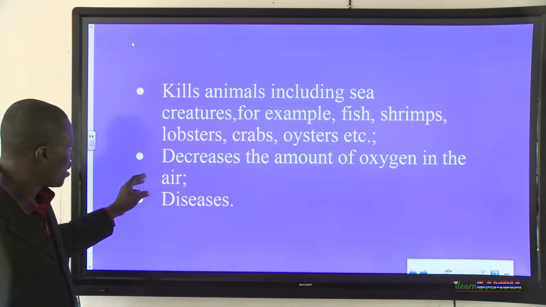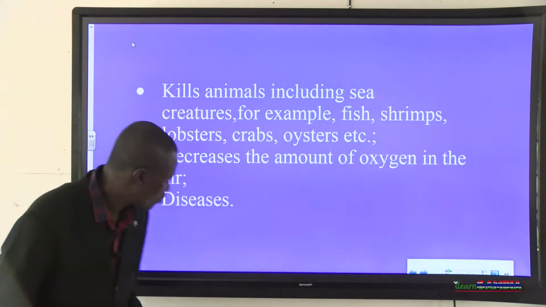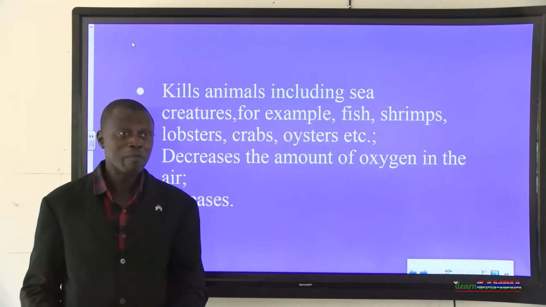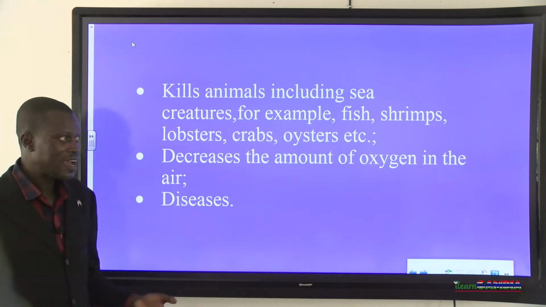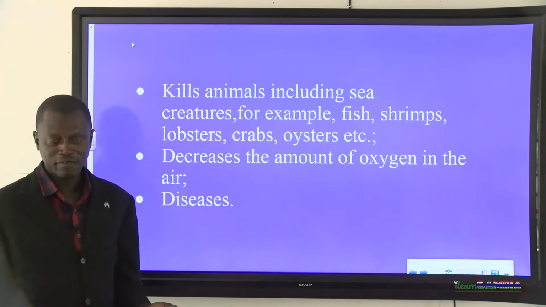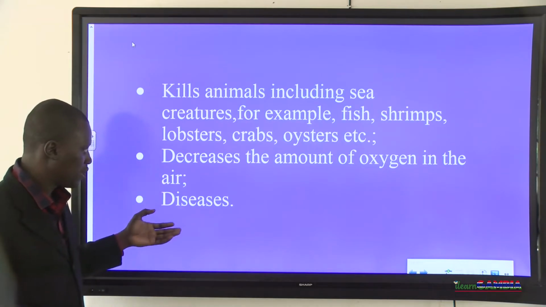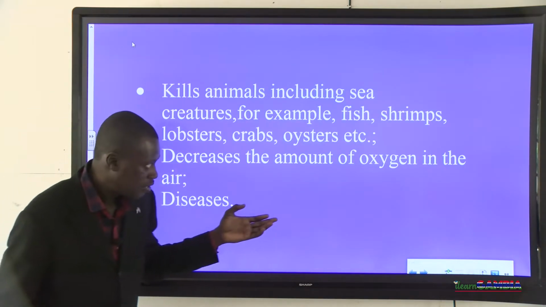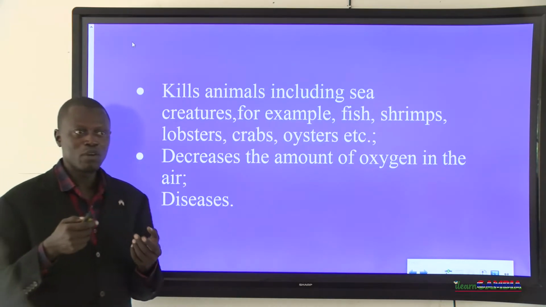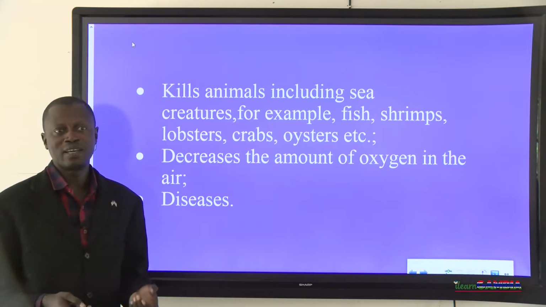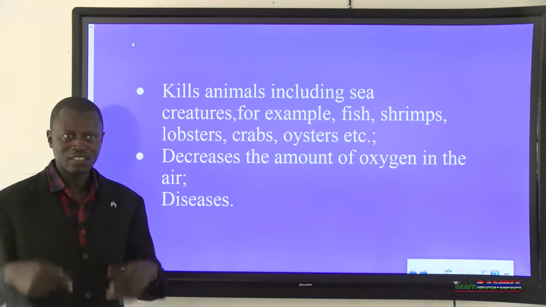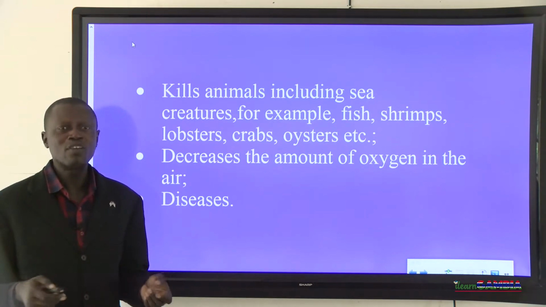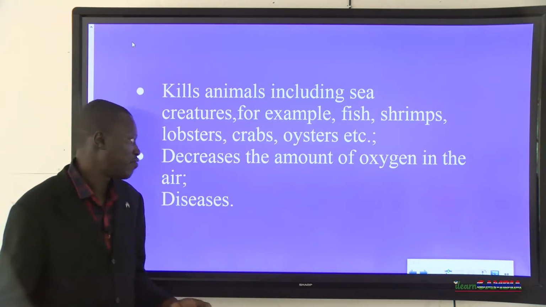Now, the other problem is that it decreases the amount of oxygen in the air. Remember, in any environment where there is pollution, fresh air will not be adequate. And where there is pollution, breathing becomes so uncomfortable because the number of pollutants getting into your system will not be so favorable. You don't even feel comfortable in that particular environment.